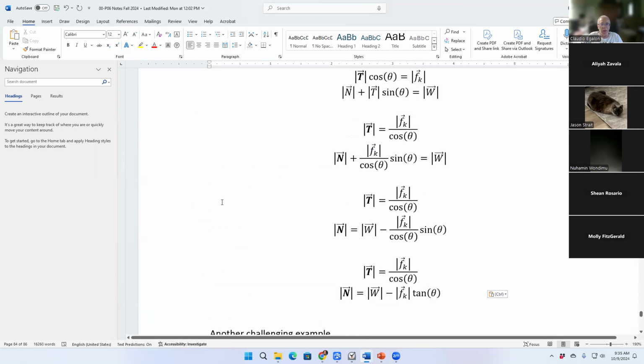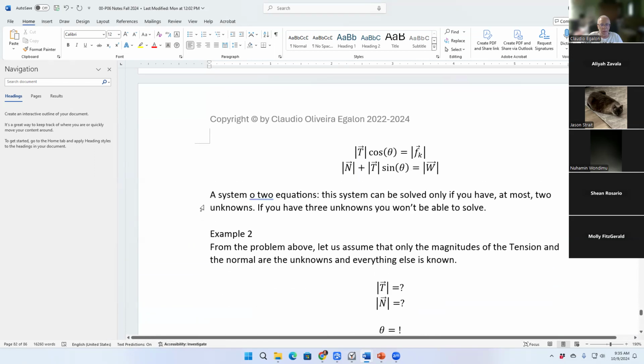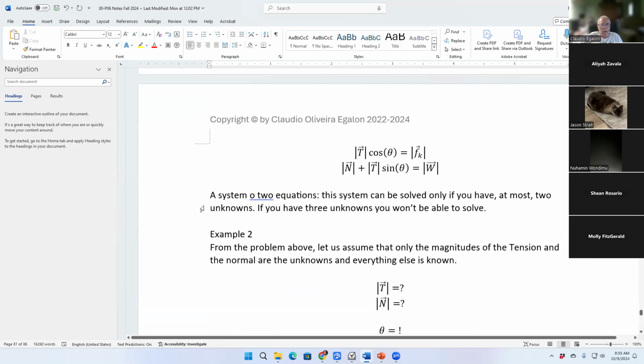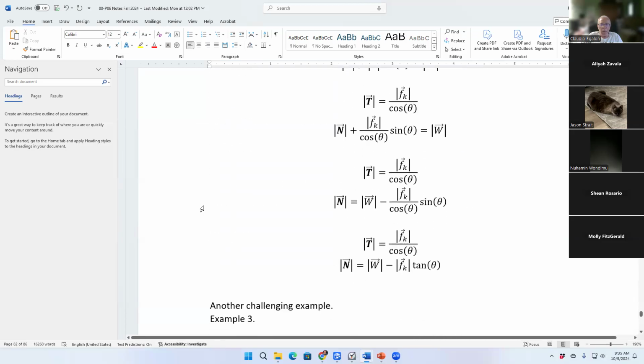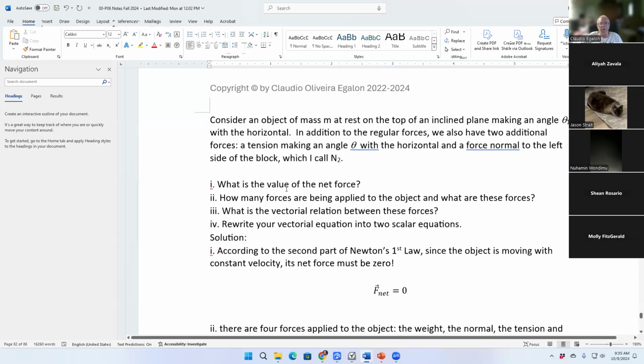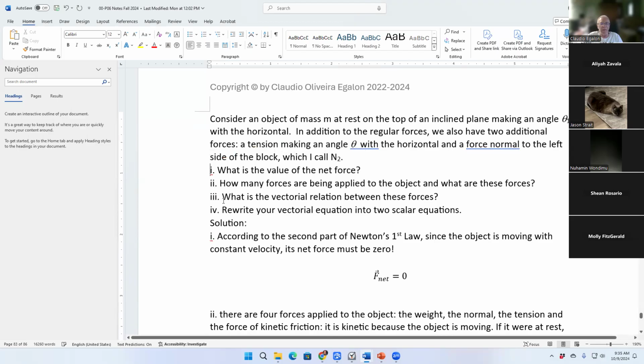First, what's the value of the net force? How many forces are being applied to the object and what are these forces? What is the vectorial relation between these forces? Write your vectorial equation as two scalar equations.